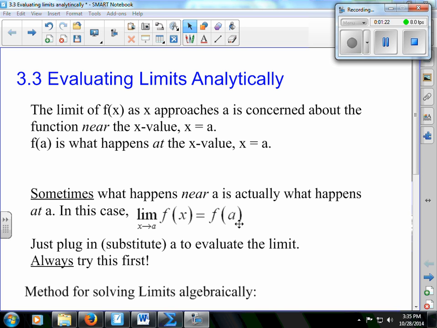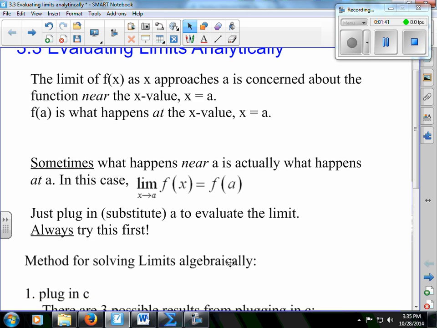And this is our very first trick for evaluating limits, is we hope that this happens. And so our very first strategy is right here. We're just going to plug in or substitute a, which is this number that x is approaching, in order to evaluate the limit. Always try that first.